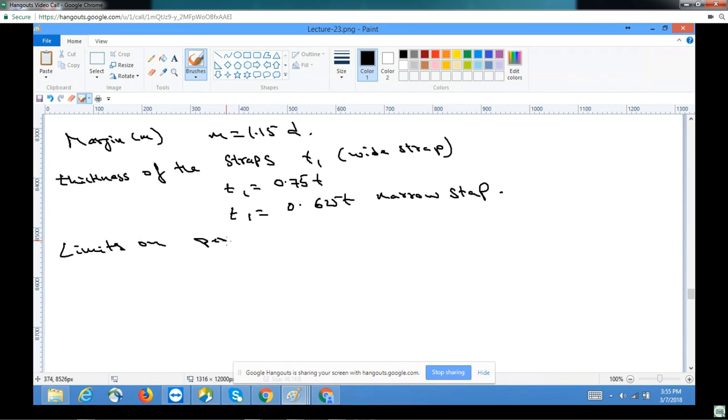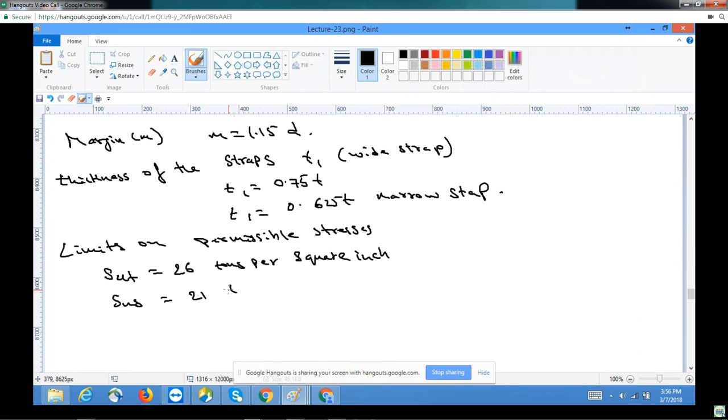On permissible stresses, SUT has to be 26 tons per square inch, and SUS is 21 tons per square inch.